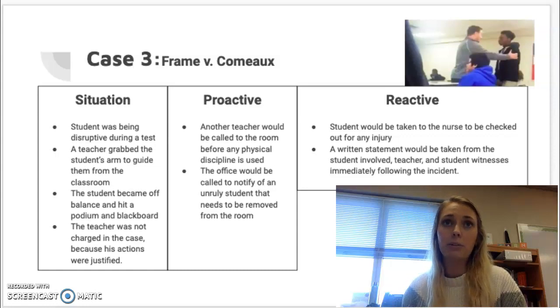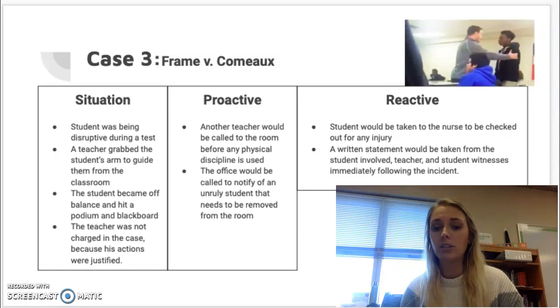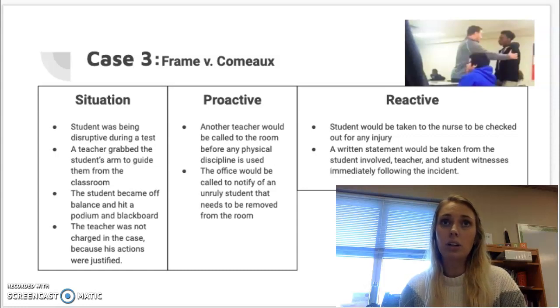So proactive: before you ever place your hands on a student, which should not be done in the first place, another teacher or another adult should be in the room before any type of physical discipline is used with students of any age. And then the office would be called beforehand to notify of an unruly student, and then someone from administration or maybe another teacher can come in and help get him removed from the room without any physical touch being involved.